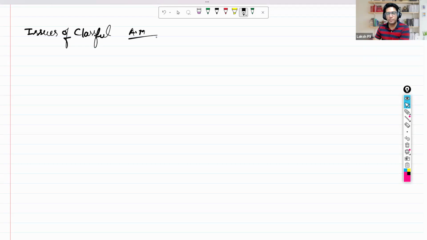The problem with classful address mask was that, let's say a company has, for example, 500 employees. And he comes to an ISP and he says, I want my employees to be connected to the internet. That means I need 500 IP addresses. And all the IP addresses should start with 10, for example.